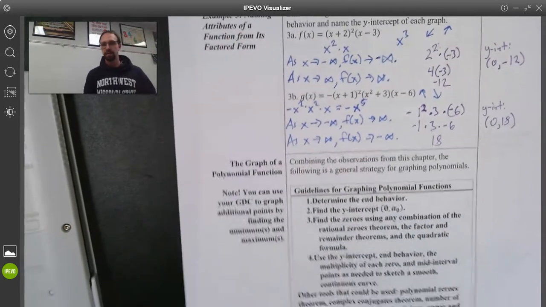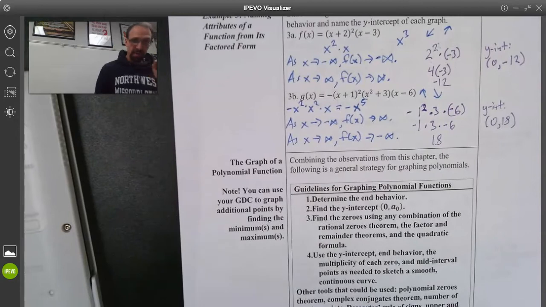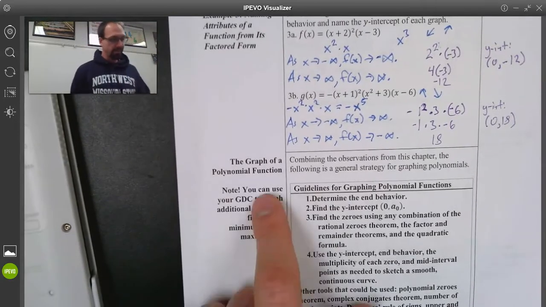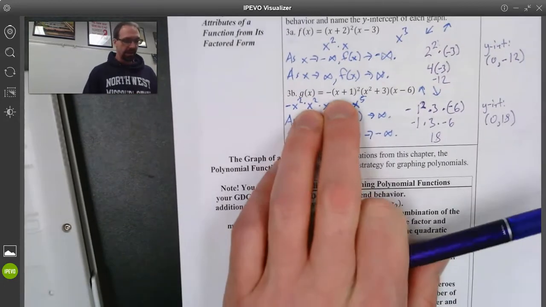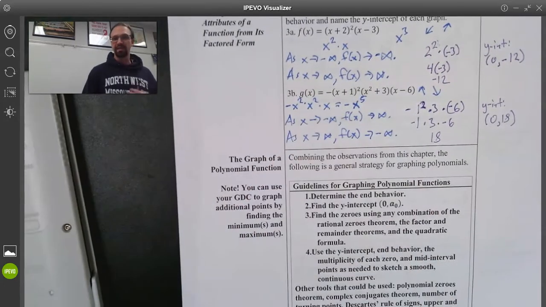All right. Join me in the next video as we talk about the graph of the polynomial function and how we can just look at this here and discover a lot of things about the graph before we actually graph it.